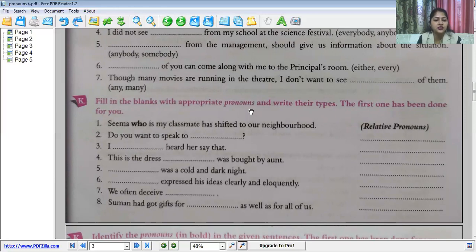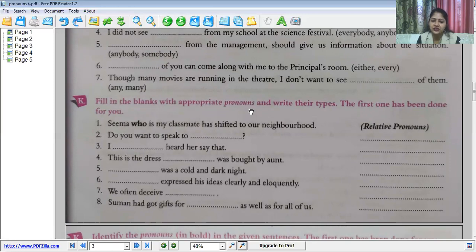Okay. I dash heard her say that. I myself heard her say that. I myself heard her say that will be emphatic pronoun. This is the dress which was bought by aunt, which is relative pronoun. Dash was a cold and dark night. It was a cold and dark night. So it is personal. Okay, moving on to the next.